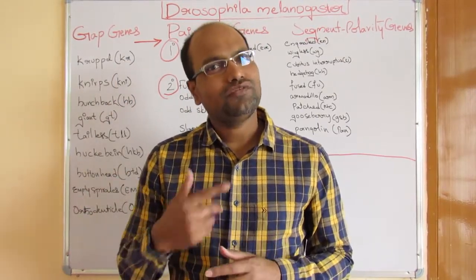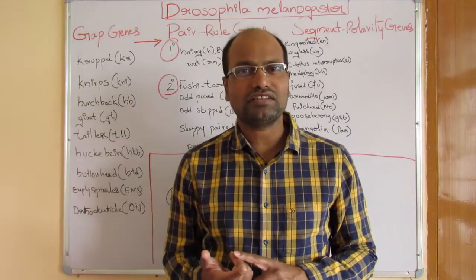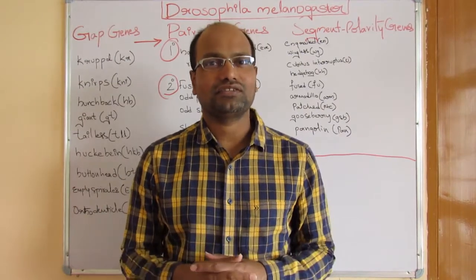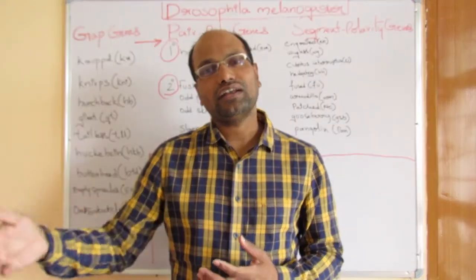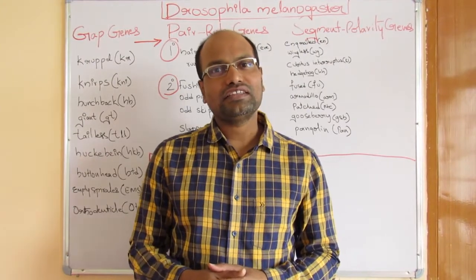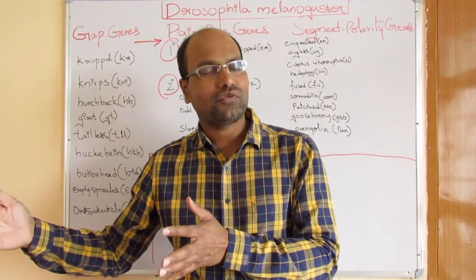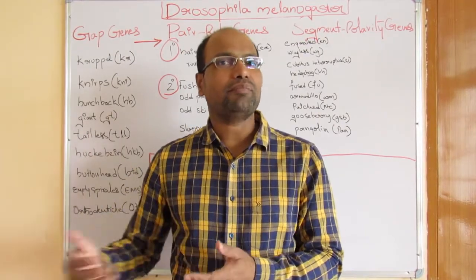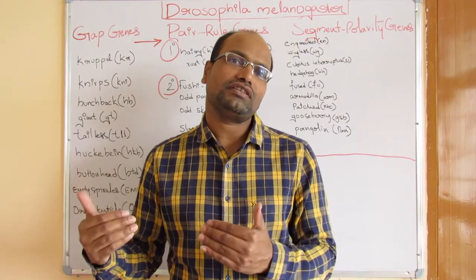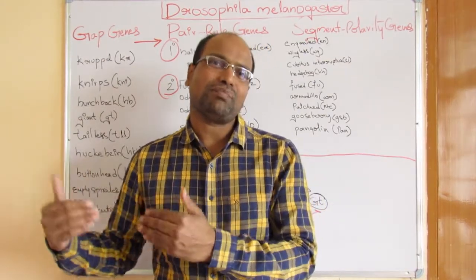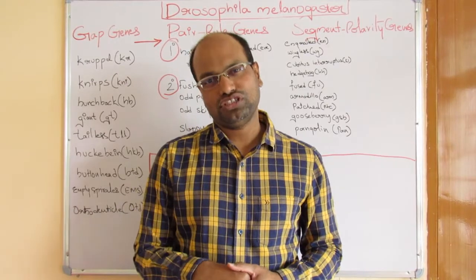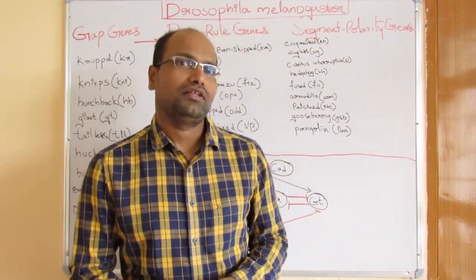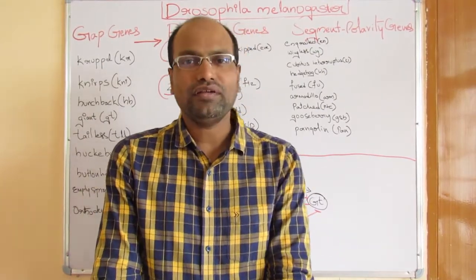And paired rule genes, if the mutations are present in the paired rule genes, you will see that deformities are seen in every alternate parasegment. So there is a mutation in every alternate segment. That's why we will see that these parasegments are 14, and if it is affecting every alternate parasegment, you will see that the expression is in a 7 strip pattern from the anterior to the posterior side. So in 7 different strips, you will see that the paired rule genes will be affected.